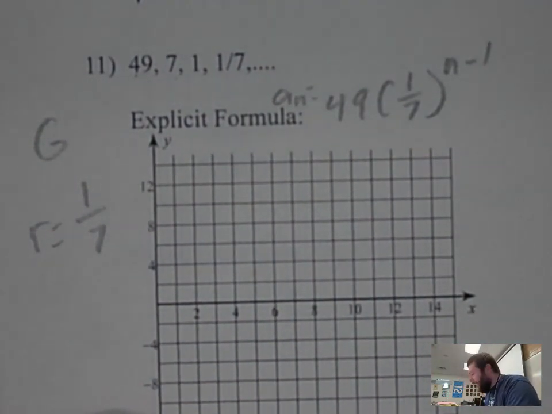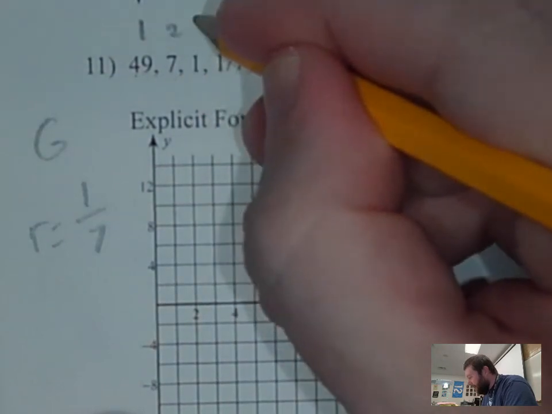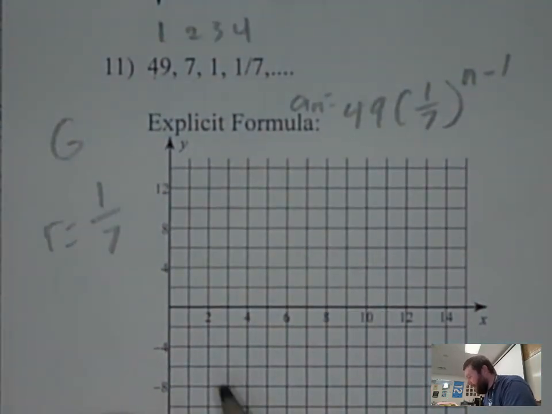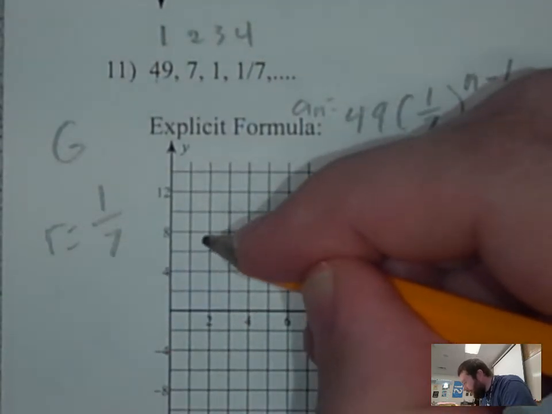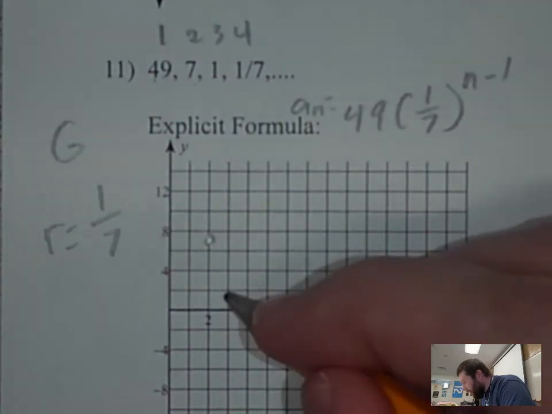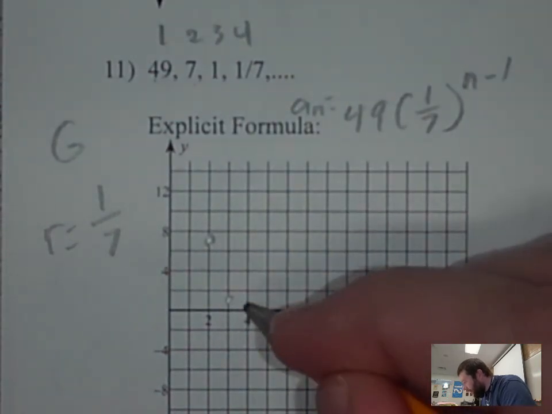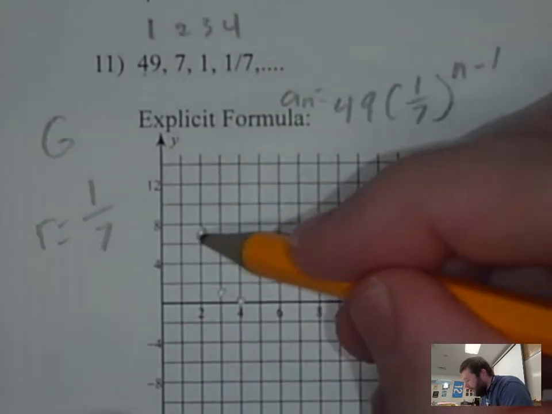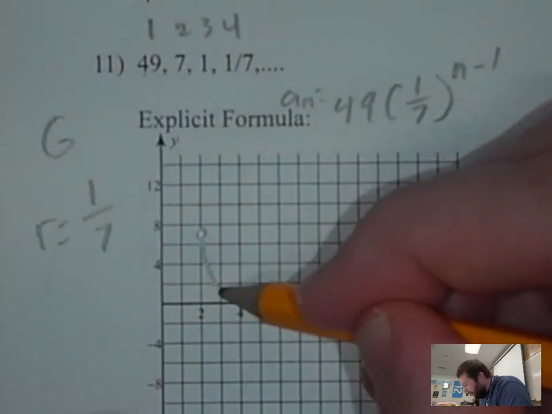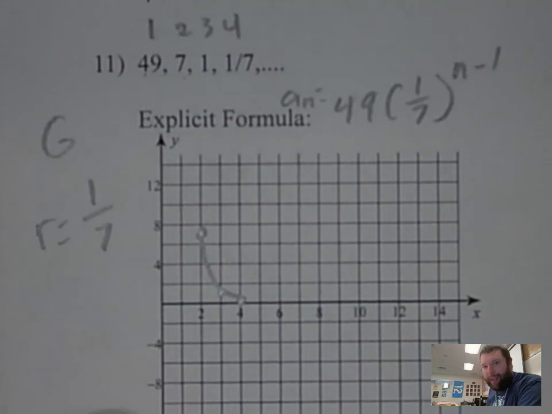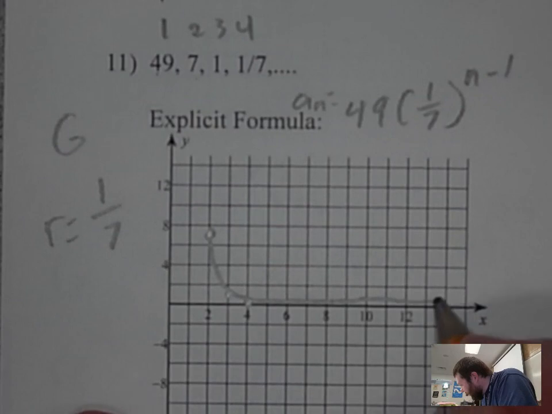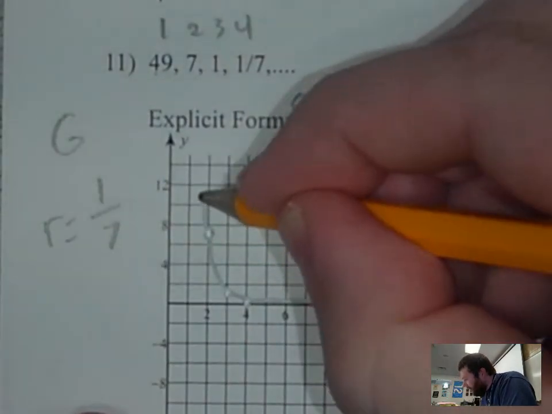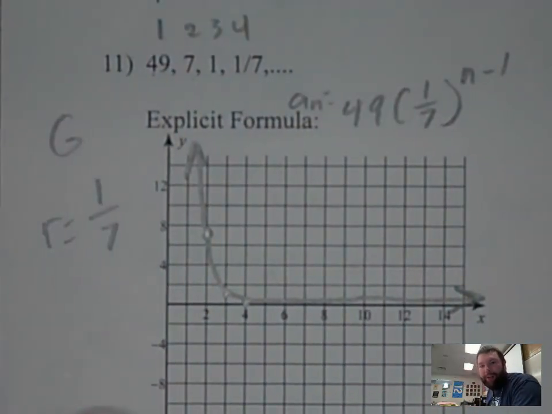Okay. And then 1, 2, 3, 4 is all the terms I've got. 1 and 49 obviously is not going to fit. 2 and 7 will, though, right there. And then 3 and 1 right there. And then 4 and 1/7 is basically at 0. Again, we're going to get a curved line. And it's going to hug 0, as we can see. So it's going to hug 0, go all the way over there. And then it's just a very steep curve that direction.